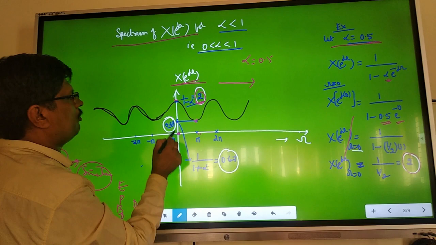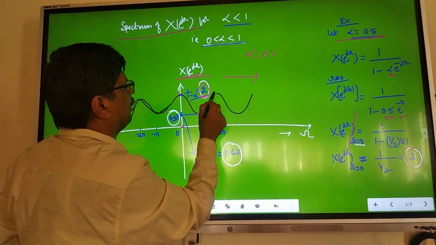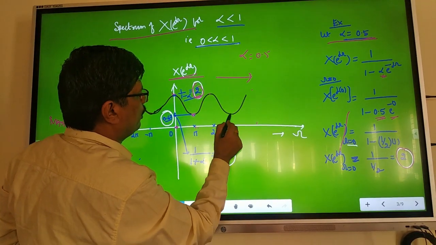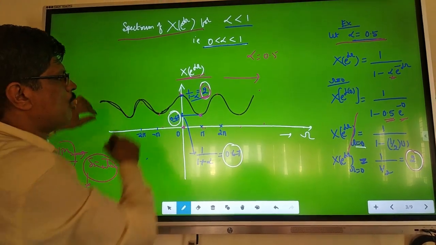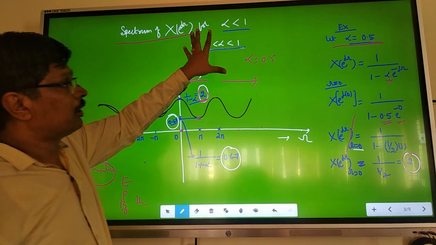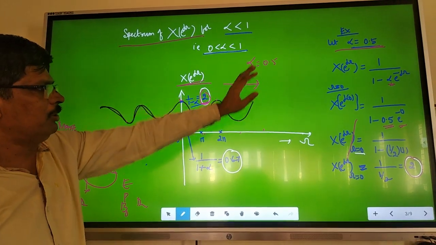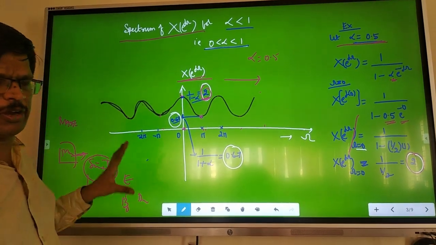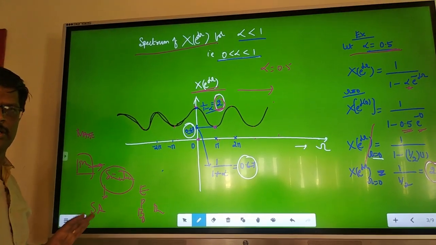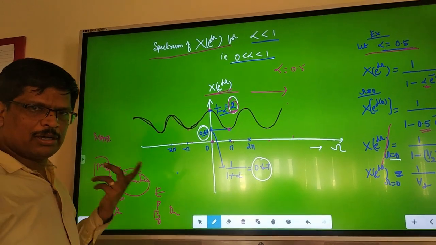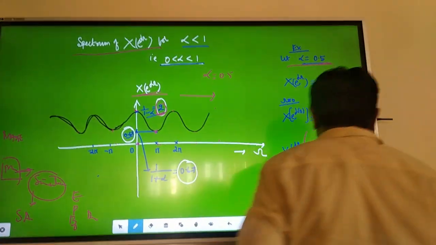That's why you will get minimum. Here you will get maximum, here maximum, here maximum. Here you will get minimum, minimum, maximum, minimum. That is how you will get the spectrum for a right-sided alpha value. Similarly, for a left-sided alpha value. This is the kind of flexibility you get when you draw the spectrum in the frequency domain. This is not there in time domain, right? Now you can easily analyze.